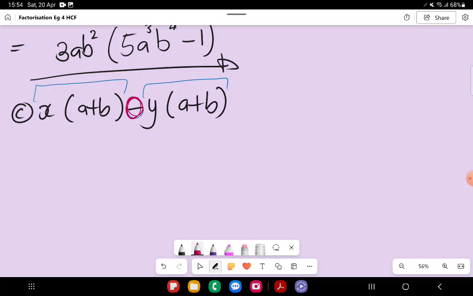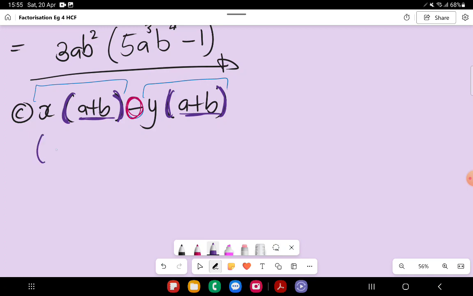We are not going to break anything into prime factors because everything is prime already. Instead, what we're going to do is take out the common factors. So in my first term, I have x times a plus b, and in my second term, I have negative y times a plus b. What is common is a plus b, a plus b. The whole bracket is common, and you are going to take out the whole bracket.